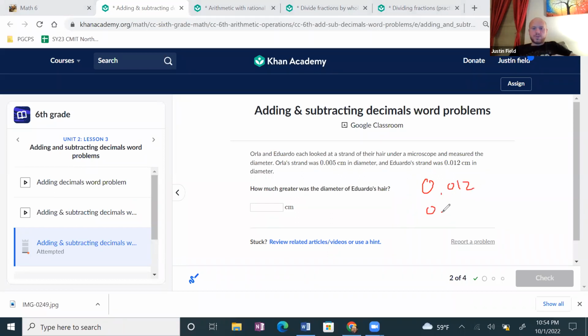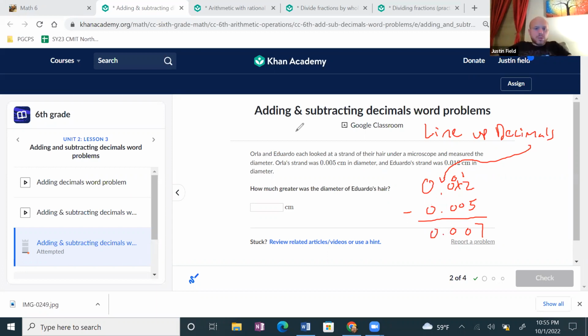0.012 minus 0.005. This one's pretty easy because the decimals line up. But when we're adding and subtracting, make sure that you line up decimals. So they should be right on top of each other before you do your math. Okay, so we're going to need to borrow here. So 12 minus 5 is 7. And I had to borrow from the next place value. So that's 0 and 0 and then 0. So it's 0.007 centimeters greater.